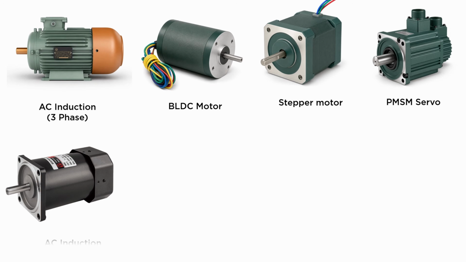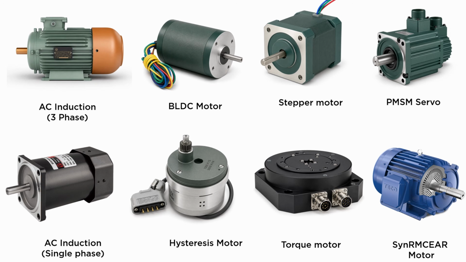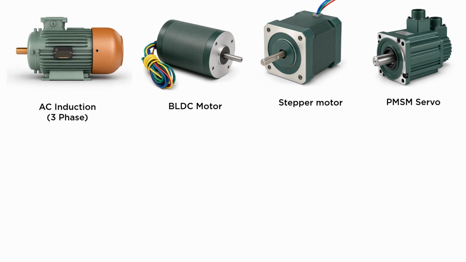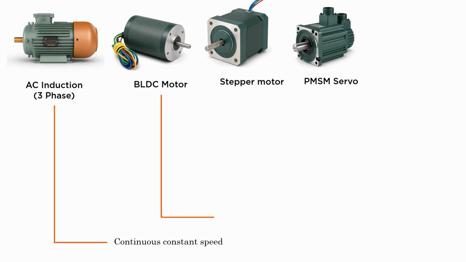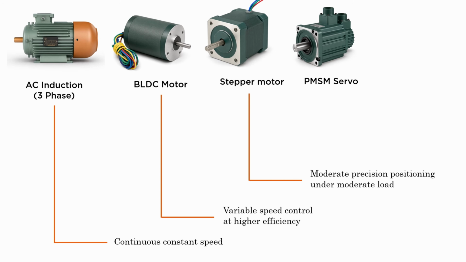Now, apart from these, there are also many other types of electrical motors. But these four are the most commonly used motors in the factory automation industry: AC induction motor for continuous constant speed, BLDC motors for variable speed control at higher efficiency, stepper motors for moderate precision positioning under moderate load, and servo motor for highly precise motion control under highly dynamic conditions.